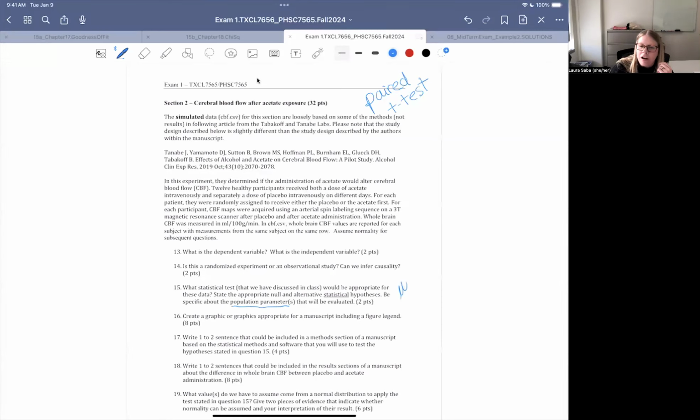So making sure that our statistical hypotheses are always about the population. They're not about the sample that we're actually measuring, right? They're all about the population.